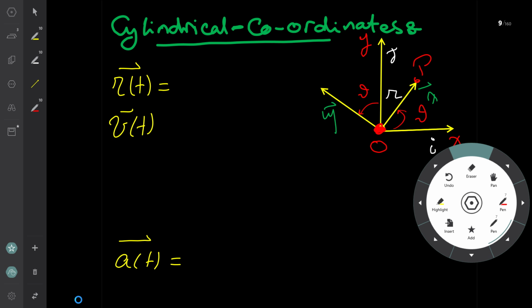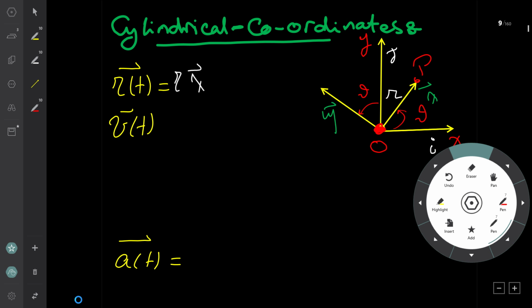Theta is the angle between the vector displacement r and the x-axis. Lambda is the unit vector along the direction of the displacement. Mu is the unit vector perpendicular to lambda. Okay, let's start. What is the vector displacement? It is simply the distance r along lambda.